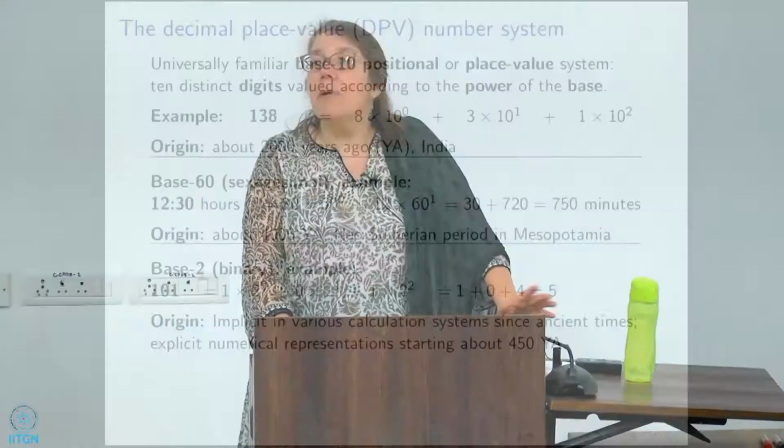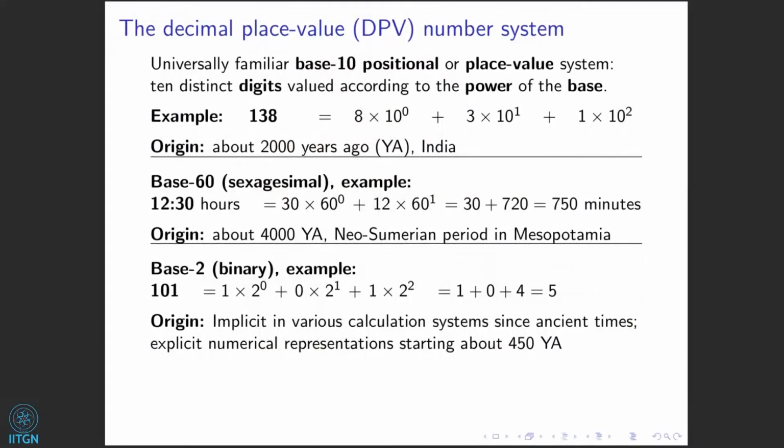Then we get into more recent developments of number systems. People are probably familiar with at least the notion of the base 2 or binary system, in which you only have 2 digits, 0 and 1, but of course can represent any integer with these, just multiplying them by successive powers of 2 and adding up those.